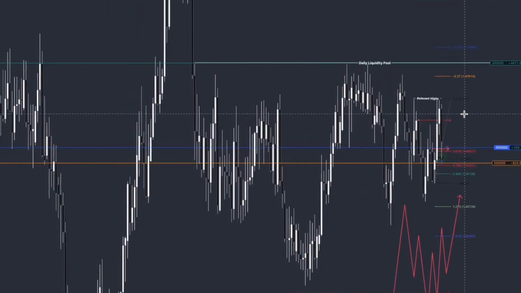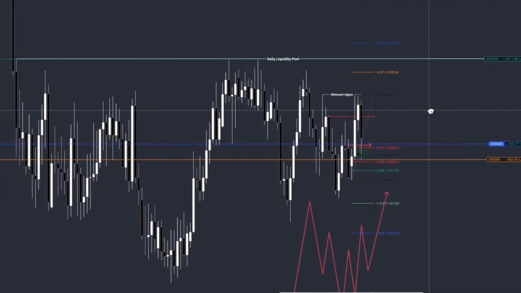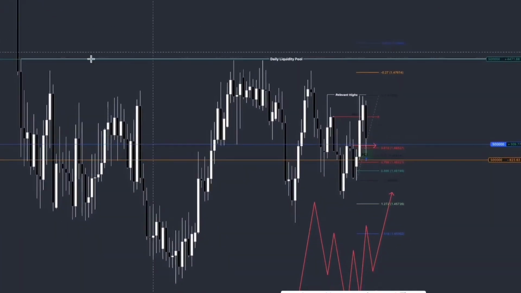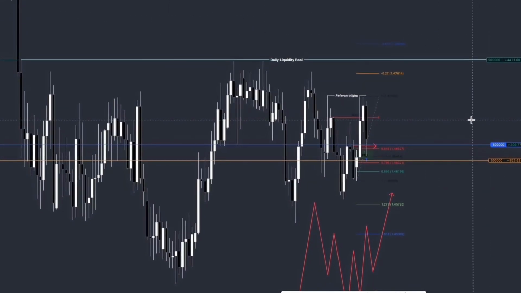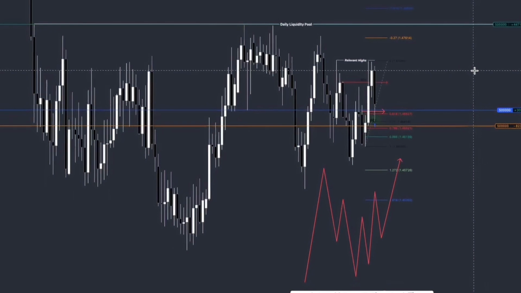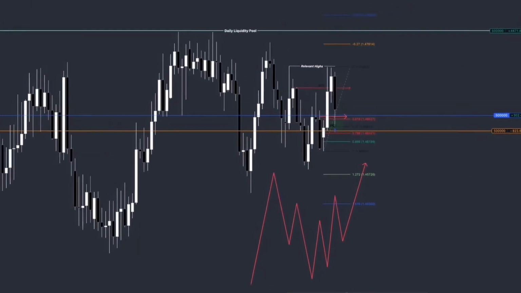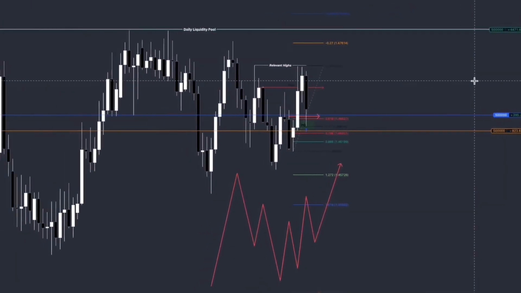But yeah, guys, like I said, pretty simple video. Look, there's a bunch of imbalance left right here that we could be targeting as well. So at the end of the day, guys, it's just all market structure.